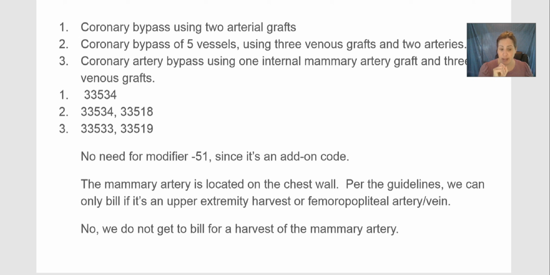Regarding the mammary arteries on the chest wall, the guidelines say you can only bill for an upper extremity harvest or a femoropopliteal, or fempop, artery or vein. Mammary is not one of those, so you do not get to bill for the mammary artery harvest. That is the end of CABG coding.